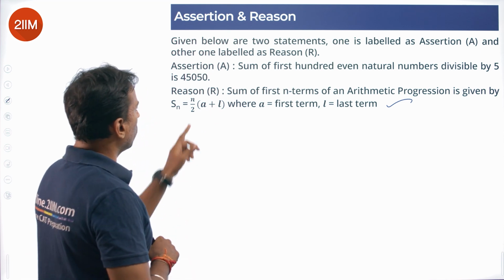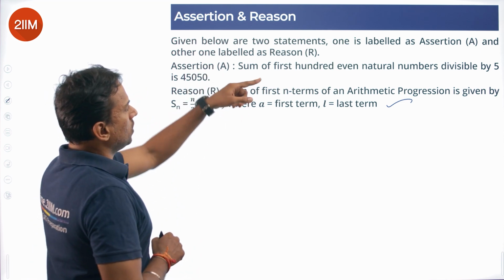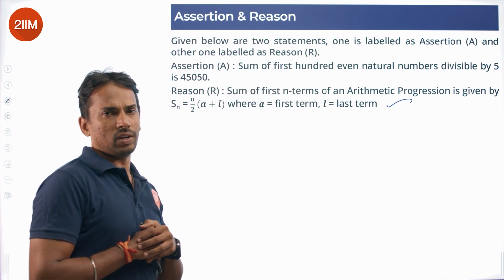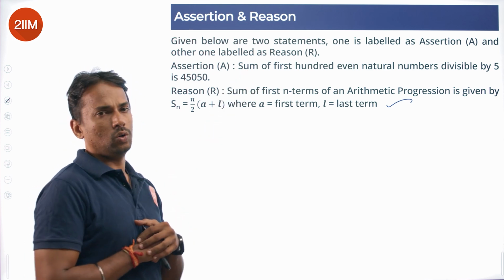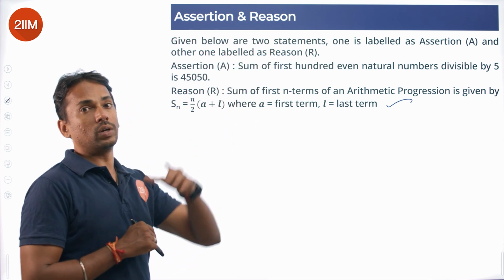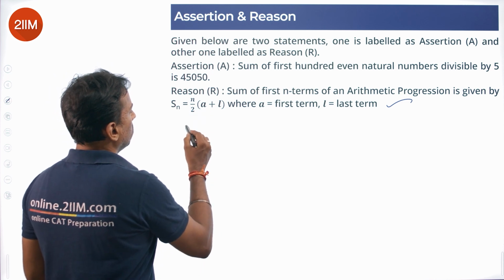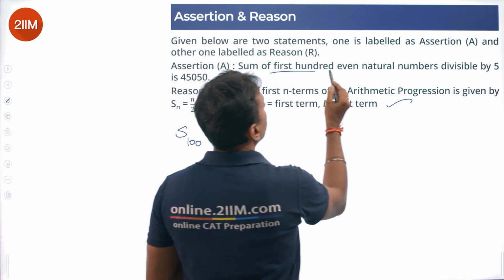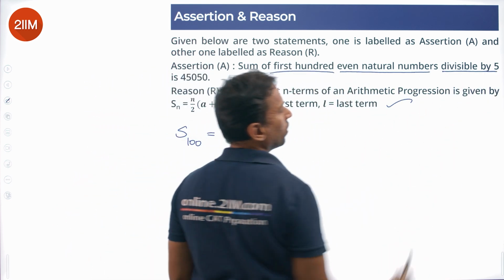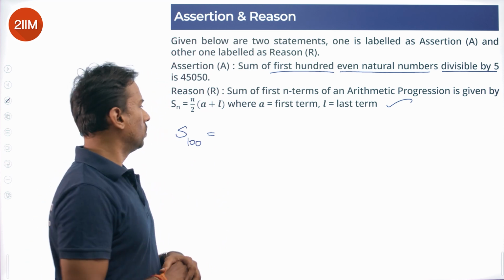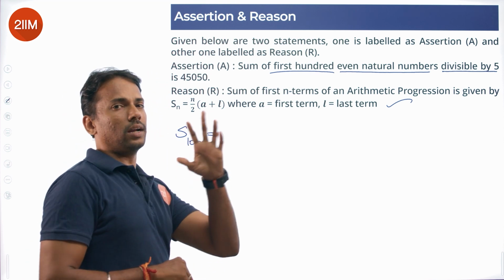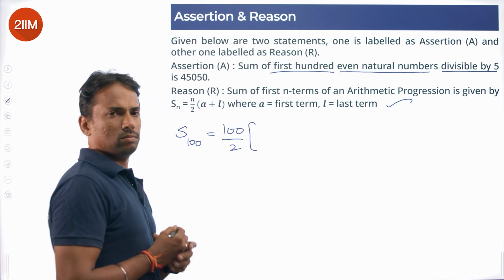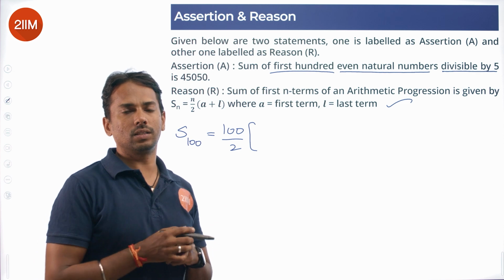Fine. Now we'll come to the first one, the assertion. This says the sum of the first 100 even natural numbers divisible by 5 is 45050. So we'll check if it is true. We can use the same reasoning to test it. So 100 numbers are there. We are going to take the first 100 even natural numbers which are divisible by 5. So the condition is very important. S100 means there are 100 numbers. N by 2, 100 by 2 into A plus L. A means the first term, L means the last term.